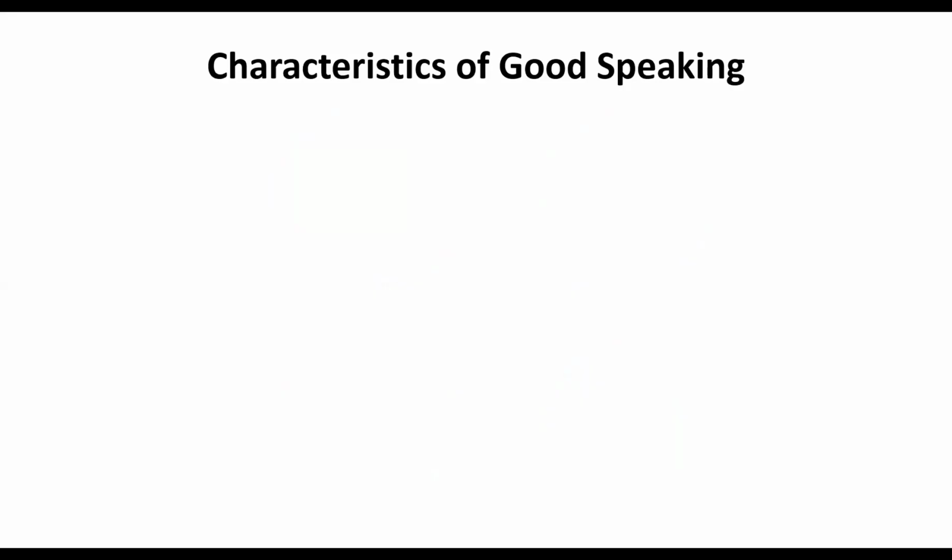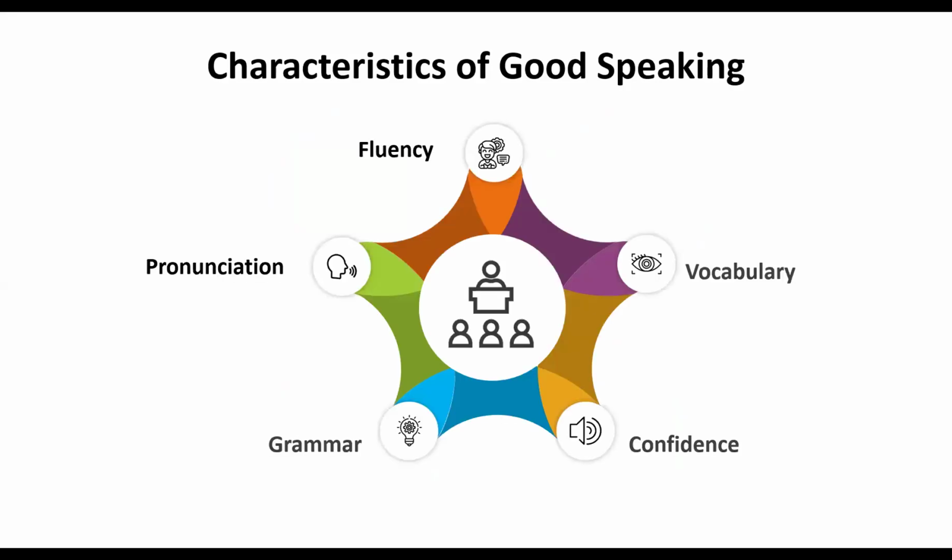The characteristics of good speaking. Number one is fluency, how fluent you are when you speak English, the pronunciation, the grammar, the vocabulary, and the confidence. These are the characteristics of good speaking. Like what we have discussed earlier, the pronunciation is really important because when we mispronounce some words, our speaking partners will not understand or will not get the meaning or the message.